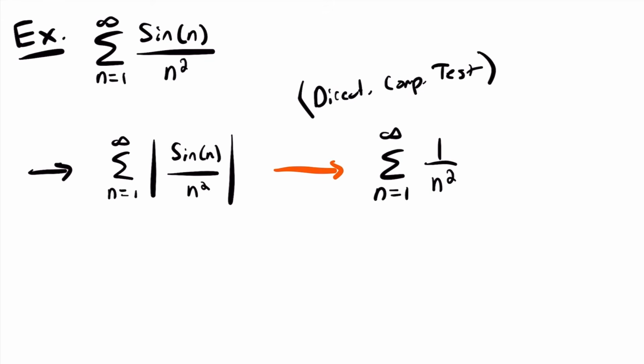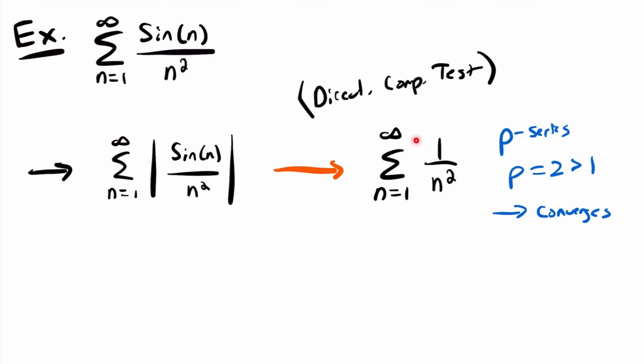When you use the direct comparison test, we first need to determine whether this comparison series converges or diverges. And this is a p-series where p is equal to 2. When you have a p-series where p is equal to 2, which is greater than 1, we know that the p-series converges. When p is greater than 1, the series converges, but when it's less than or equal to 1, it diverges.